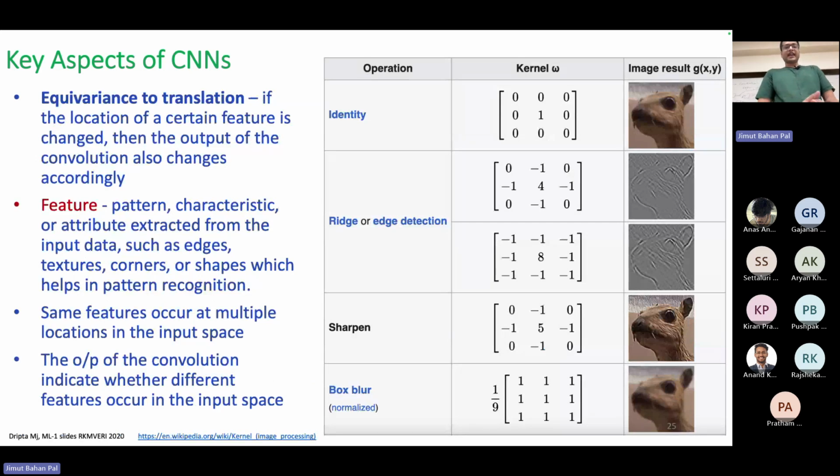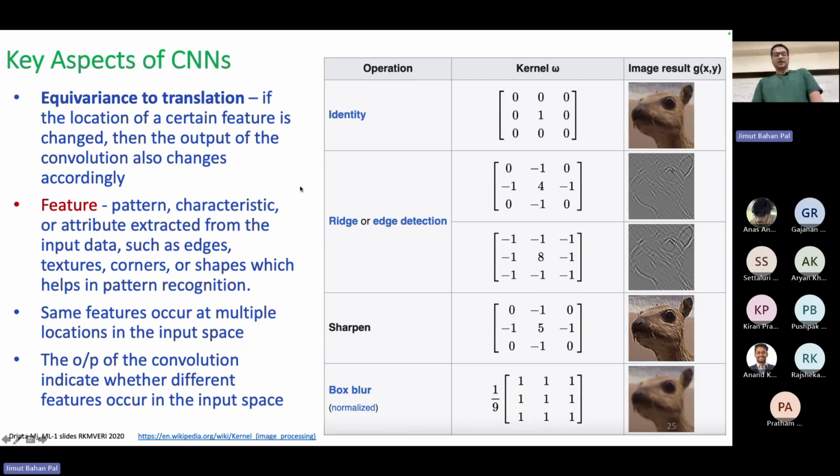Some more key aspects of CNN: CNN is equivariant to translation. So if the location of a certain feature is changed, then the output of the convolution also changes accordingly. And what is a feature? A feature is a pattern, characteristic, or attribute extracted from input data, such as edges, texture, corners, or shapes, which helps in pattern recognition. For example, this is the kernel or filter, which will be applied to an input, and it will detect some sort of edges. So these are the features. Or it may enhance the image, like sharpening. So this is the sharpened version of the original image, or they're just doing box blurring using a box filter.